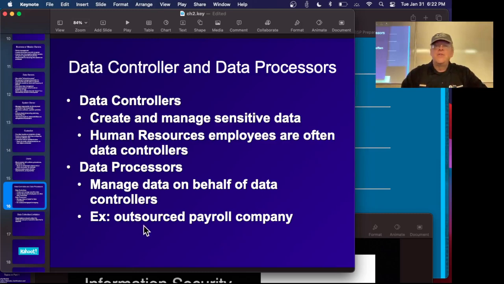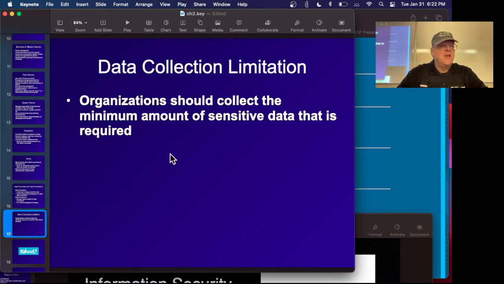And I'll mention with outsourcing, we talked about this last time, you can outsource work, but you cannot outsource responsibility. If you hire some third-party company to do something, that's fine, but you're still responsible for them not losing the data or doing the wrong thing with it. If they do, then it's your fault. Why did you hire somebody that was going to do a bad thing and not supervise them or audit them to make sure they weren't doing the bad thing?